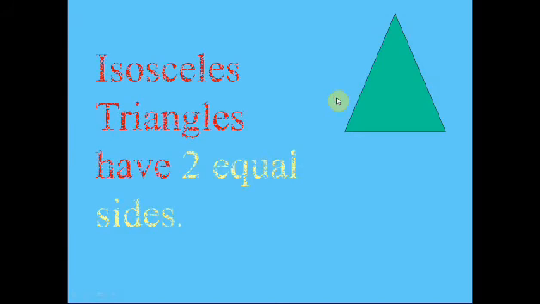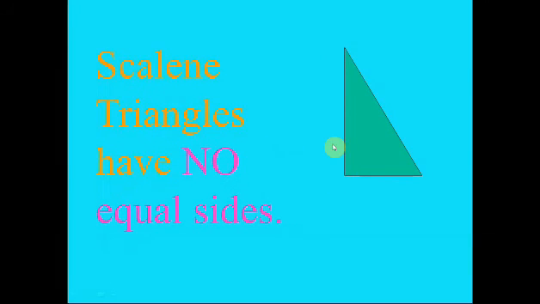The second is isosceles triangle. Isosceles triangle has 2 equal sides. We have only 2 equal sides here. It will be isosceles triangle. And the third is scalene triangle. In the scalene triangle, there is no equal sides. All its sides are different.